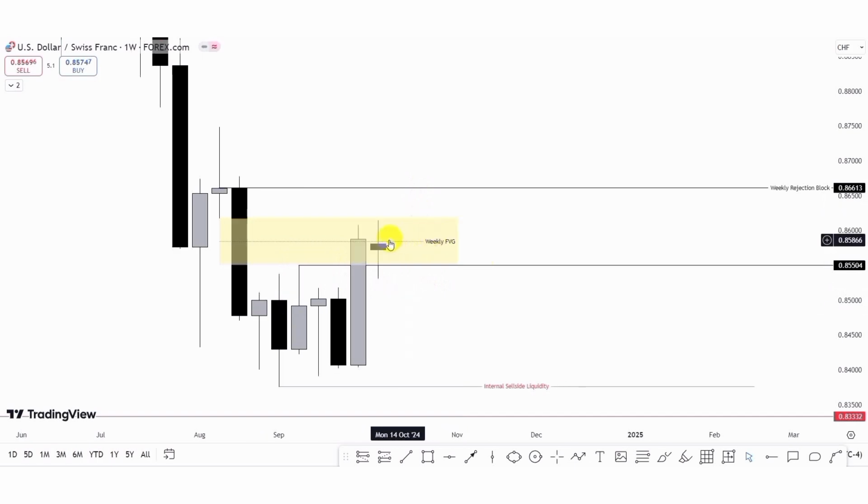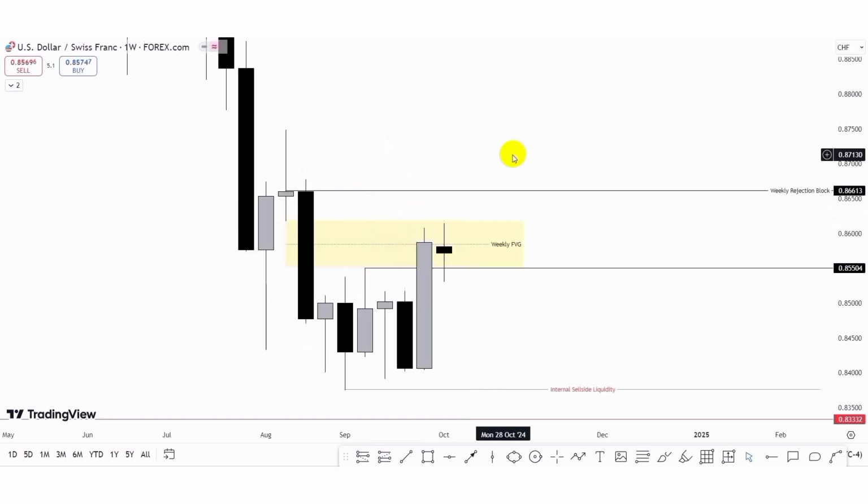So for the coming week, I'm still expecting the bullish move because I'm expecting to see price return into this weekly rejection block. And the DXY also is actually on a short-term bullish move. So we should expect to see price pull back and then push to the upside. So let's actually check the daily time frame.